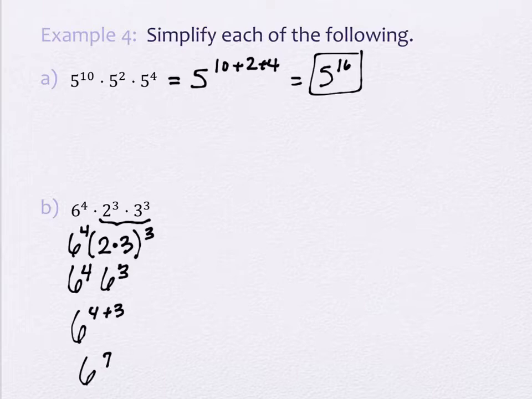This is probably my favorite way of doing this problem. I think it's cleaner at the end. I do want to show you one other option, just in case you were checking this answer in the back of the book and you're like, it does not say 6 to the 7th, so my teacher did something wrong. Let me show you what else you could do. Instead of combining the 2 and the 3, you could take the 6 and break it apart. So at the beginning, that first 6 is actually 2 times 3 as well.